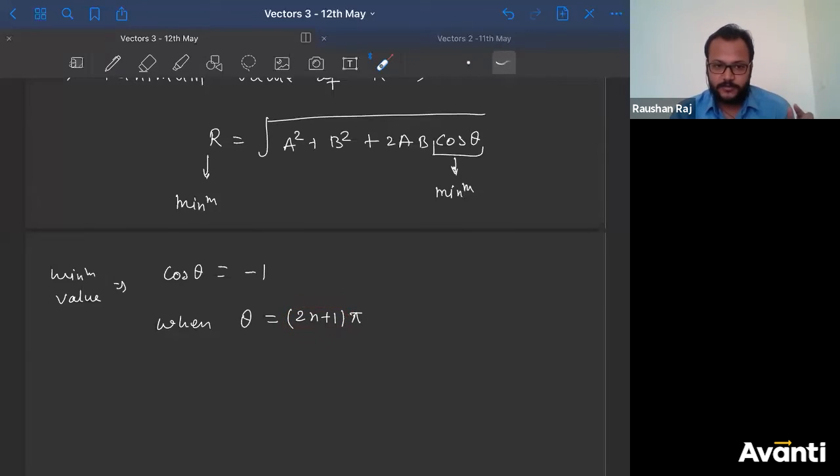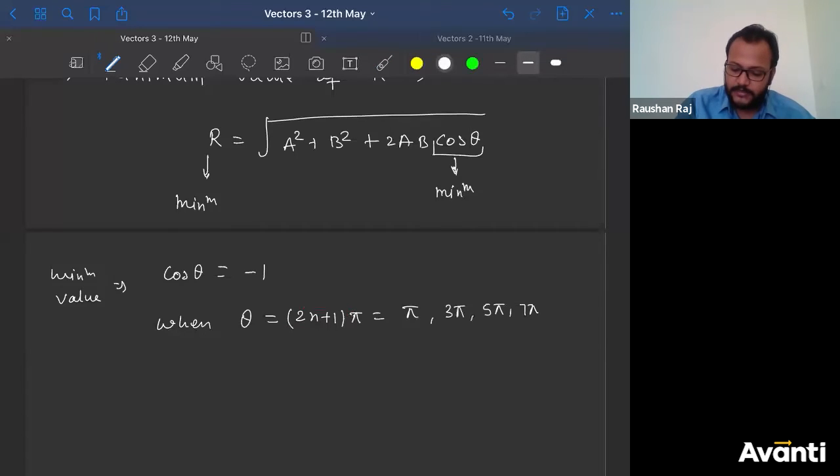If you put n is equal to 1, 2 into 1 plus 1 is 3. That means 2n is what? An even number. If you add 1 to any even number, it will become odd, right? So that is why I have written it. 2n plus 1 is what? An odd number. Now, what are those values possible? I'll say, sir, pi, 3 pi, 5 pi, 7 pi, and so on.